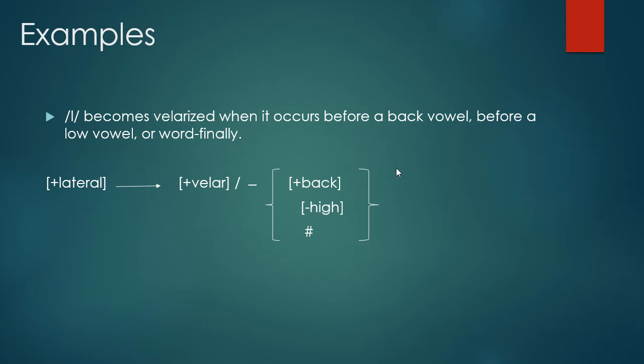So that's what you have to do from now on. I'm going to give you some rules and you are going to represent them using these symbols, symbols that have a meaning. You can read this rule perfectly. You can say, a lateral sound becomes velarized when it occurs before, remember the symbol, before a back vowel, a low vowel, or word finally. So let's see another example. Don't worry, people, if you don't understand in this moment. I'm sure you will do it if you practice, if you see this video several times.